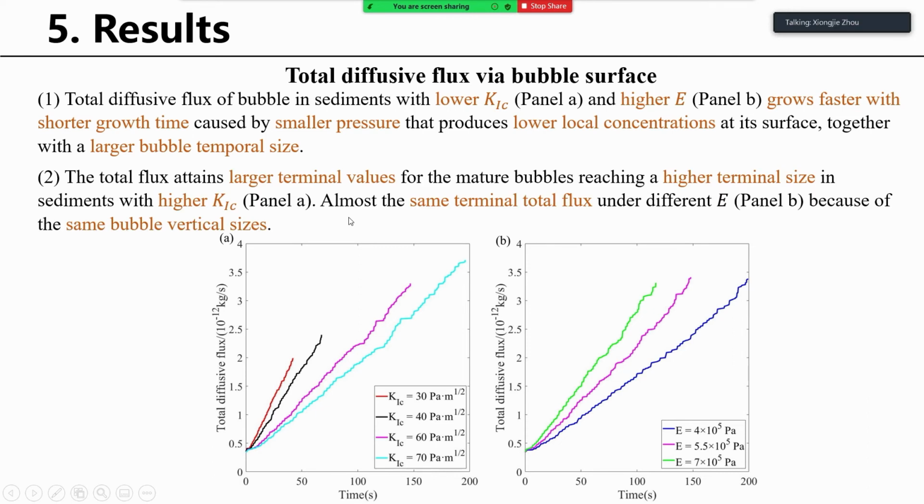And besides, the total flux attains larger values for mature bubbles reaching a higher terminal size in sediments with higher K1C, and almost the same terminal flux here for the different E because of the same bubble vertical sizes.